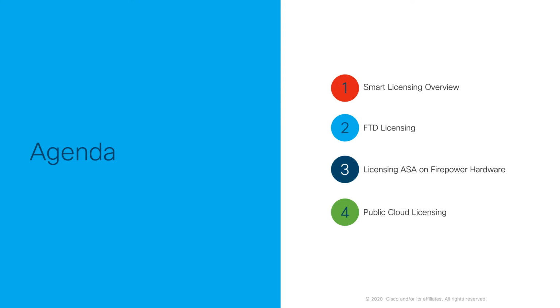The whole series covers the following topics: a general overview of smart licensing for both Firepower Threat Defense and ASA, and finally, smart licensing for Firepower in public cloud environments. You can either watch all of the videos in order to get a full overview, or simply watch the videos that are of most interest.